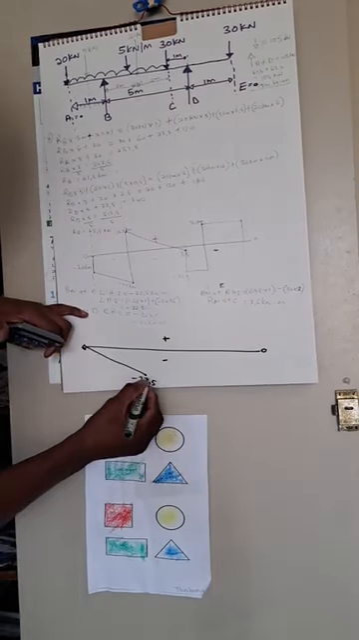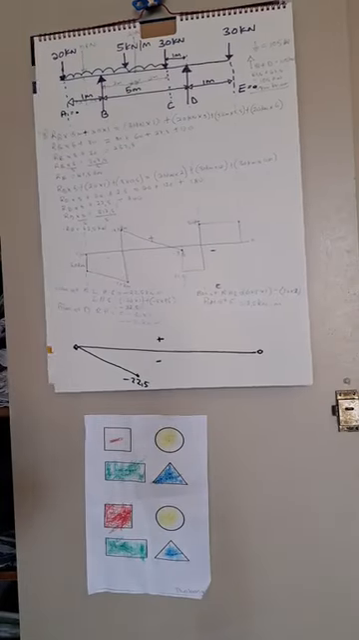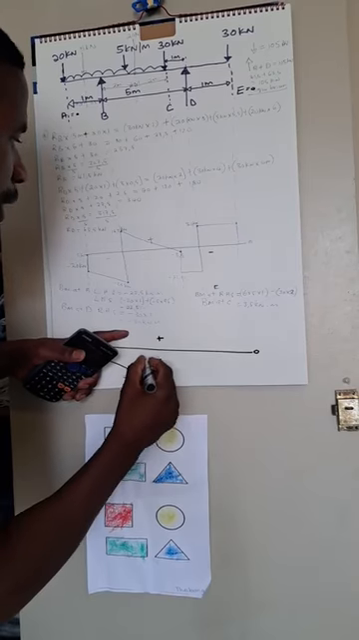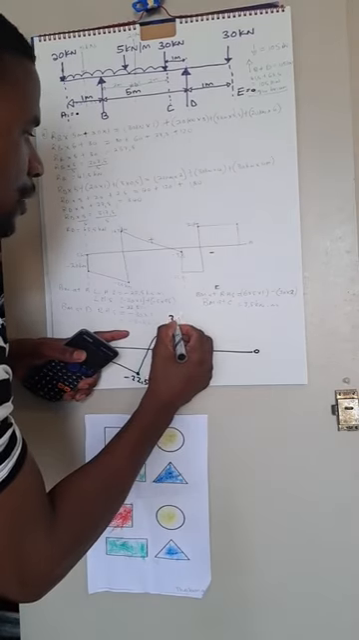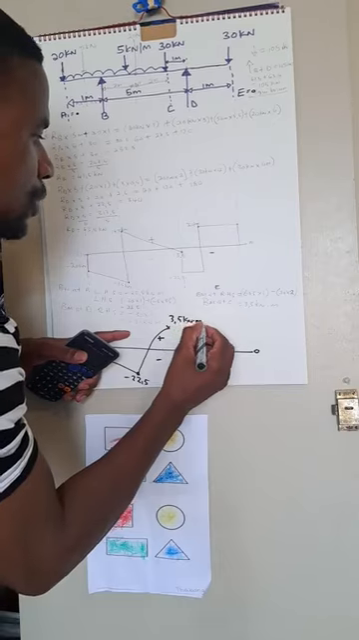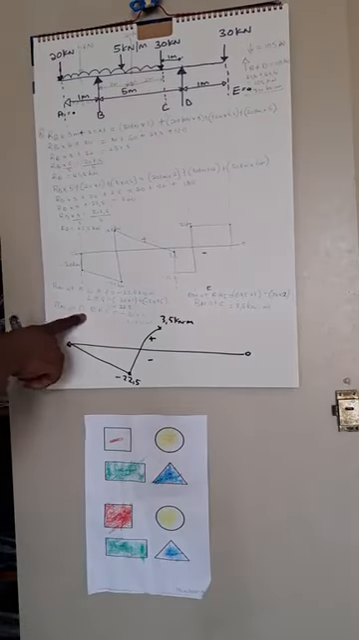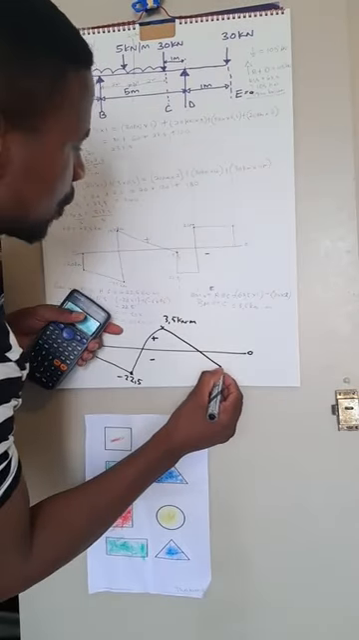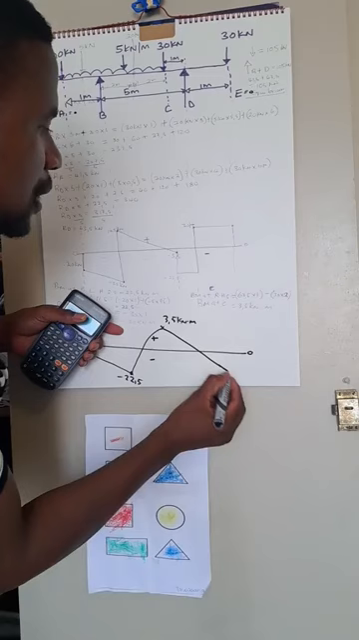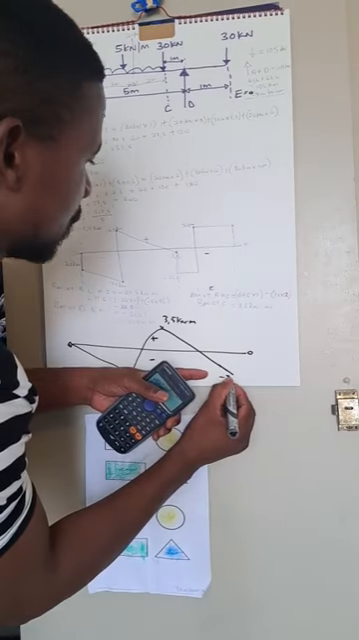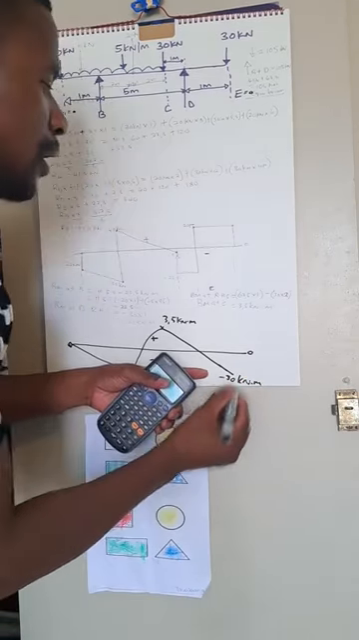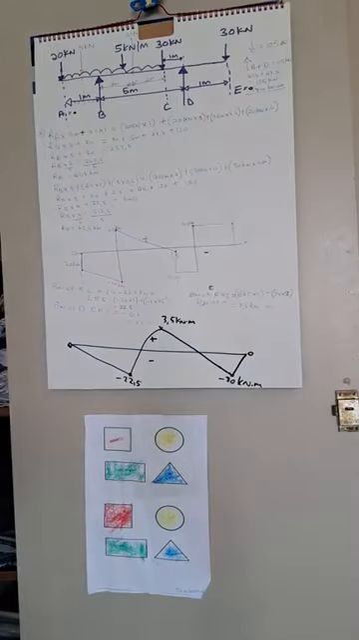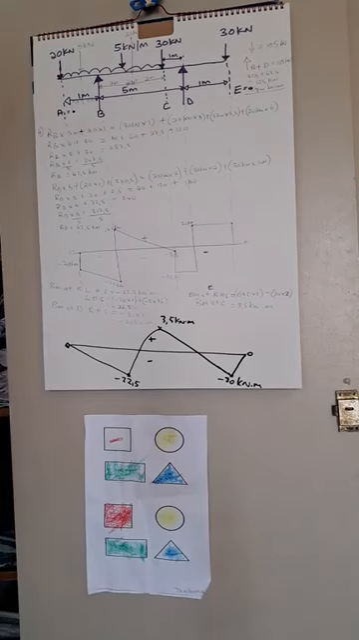So we have negative 22.5. And then bending moments at C, we got our answer as positive 3.5. So you can come to a point like this where we have positive 3.5 kilonewton meter. And then our bending moments at D, we have negative 30. So you come downwards, you come to a point like this, negative 30 kilonewton meter. And then from there, you join your diagram. That's how you draw your bending moments diagram.